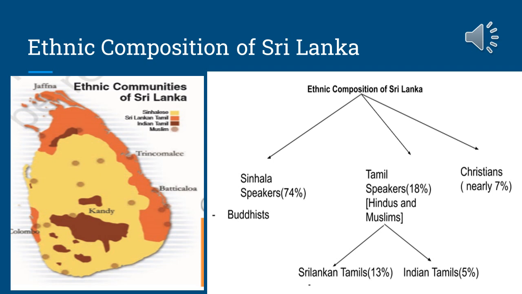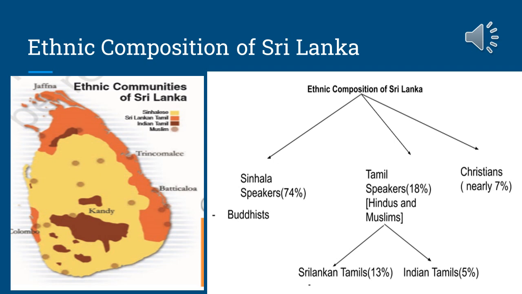There are 2 categories under the Tamil speakers. You can see here. The first one is of Sri Lankan Tamils, and their population is 13%. And the second category is of Indian Tamils, and their population is 5%. So out of 18%, 13% are Sri Lankan Tamils and 5% Indian Tamils. And now the third category is of Christians, and they are nearly 7% of the total population.